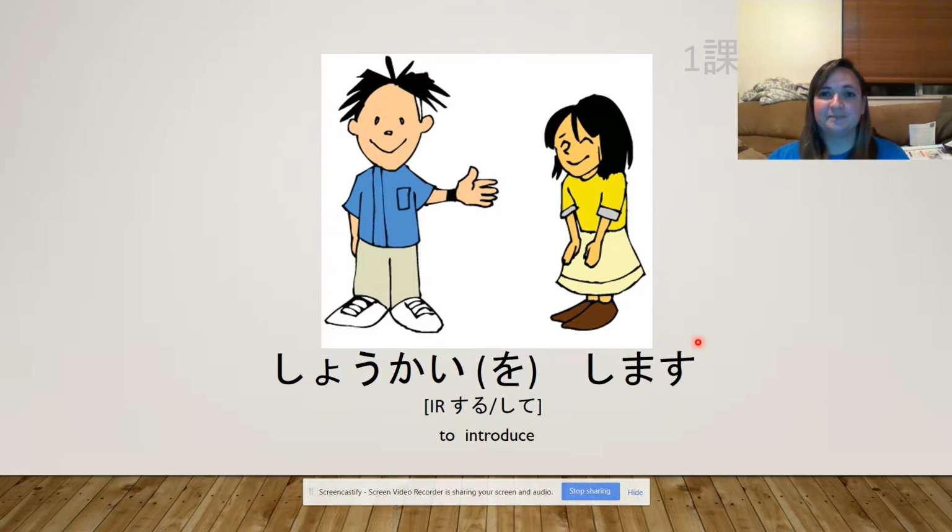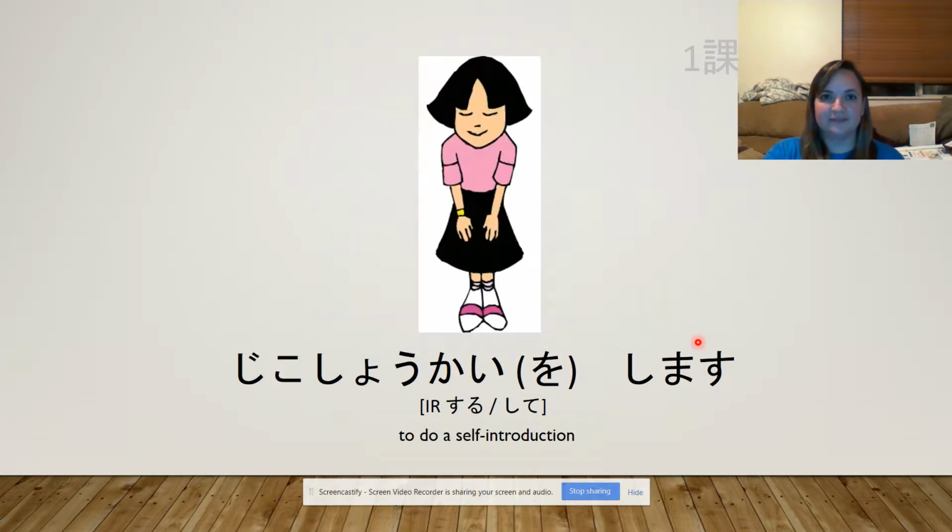I can say, すみません。これをちょっとグレタマを紹介します. I'm going to introduce you to グレタマ, right? So if you wanted to do something like that, you can go ahead and introduce your friend. はい。次. Our next word is 自己紹介.